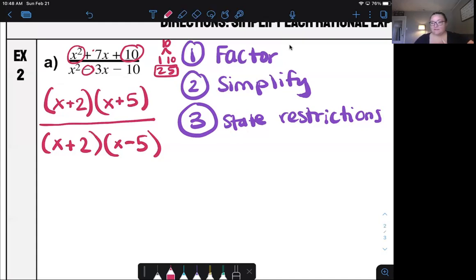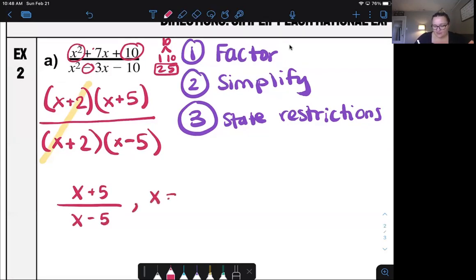Now we need to see if any of these factors will simplify. x plus 2 times x plus 5 all over x plus 2 times x minus 5. Well, x plus 2 divided by itself cancels. So we're left with x plus 5 over x minus 5.